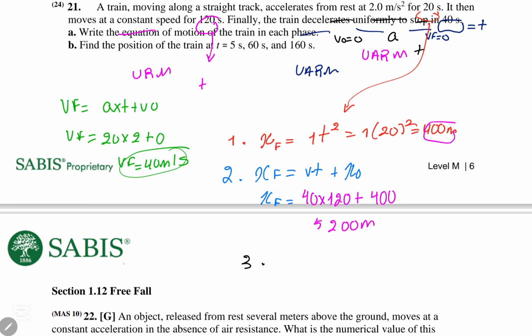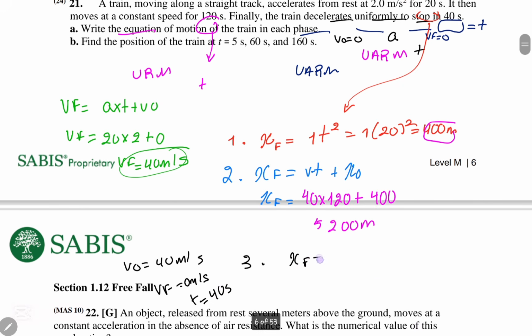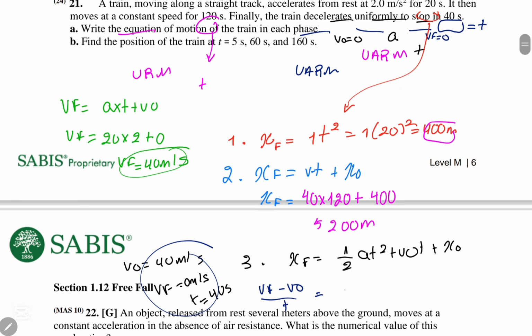Okay, now for the third and final stage of motion, the train decelerates uniformly. So v initial was 40 meters per second. It comes to a stop. V final is 0 meters per second. The time is 40 seconds. They want the position, the equation of motion. So here we need to apply x final equals 1 over 2 at squared plus v0t plus x initial. So now here we don't have the acceleration. How do we find the acceleration? We use our given. We'll do v final minus v initial over time. So it's going to be 0 minus 40 over 40, which is minus 1 meter per second squared.